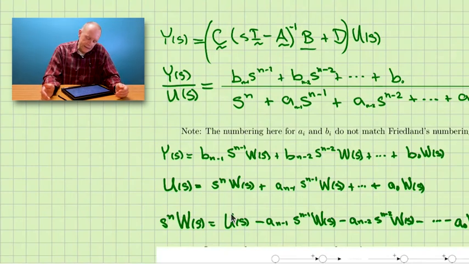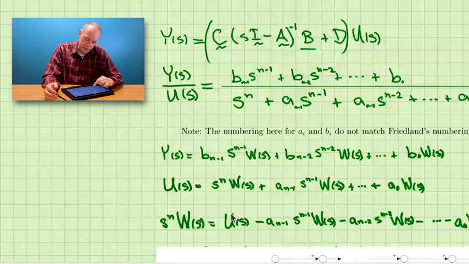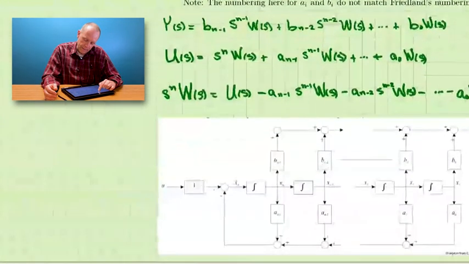And then we say, suppose W(s) was such that Y(s), which is the numerator on the left-hand side of the equation, was made equal to the numerator on the top of the right-hand side times W(s). So Y equals that numerator times W(s), and then the denominator, U(s), would equal the denominator of the right times W(s). And those are the two equations we have right down here.